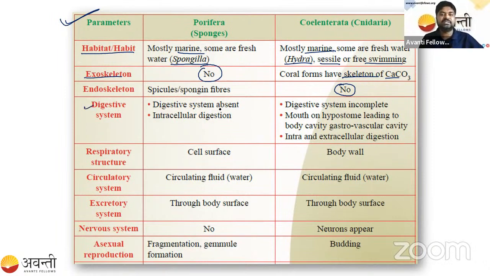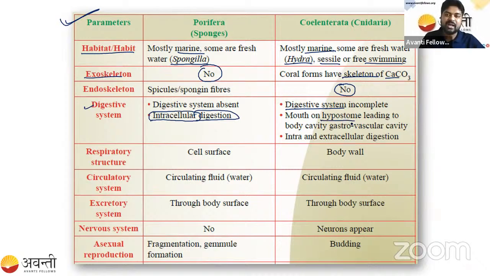Okay. And next one is the digestive system. In Porifera, the digestive system is absent, and here you can see the one word, intracellular digestion. That means a cell digests the food for the Porifera. Okay, the cell directly digests. Next thing about the Cnidaria, you can see the digestive system is incomplete. Mouth on a hypostome leading to body cavity, the gastrovascular cavity. Next is intra and extracellular digestion.